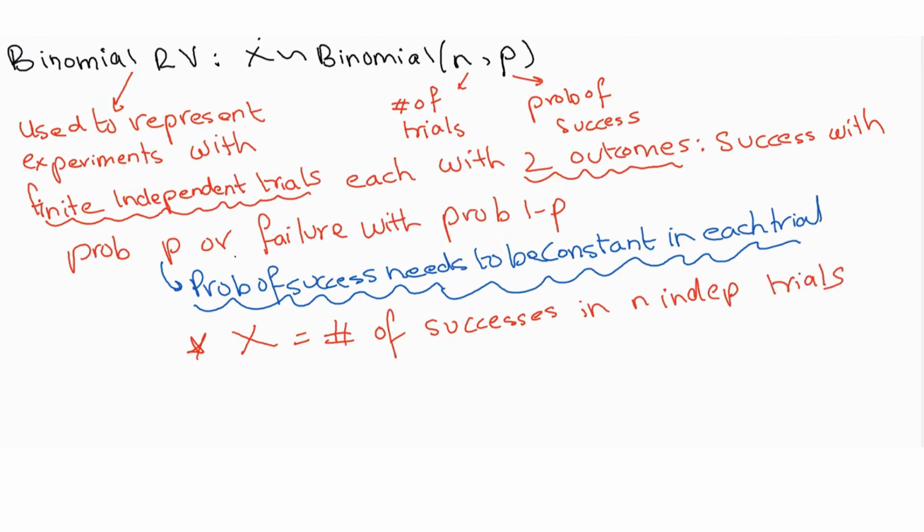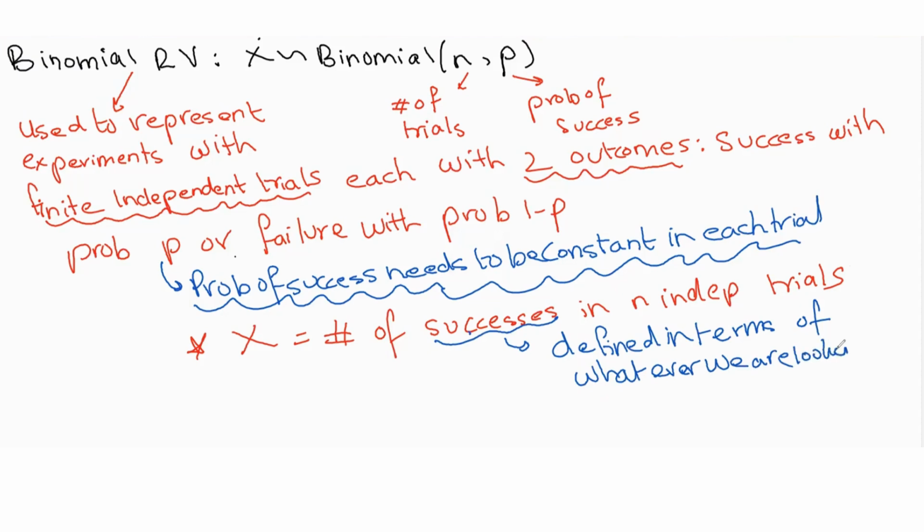Now over here, success will be defined in terms of whatever we're looking for. Before we look at an example, like we said, we have n trials, and each trial can either have a success or failure. The way we define a binomial random variable is that it is going to be the number of successes in n independent trials. And success will be whatever you want to find in a particular question. So this will make more sense when you look at an example.